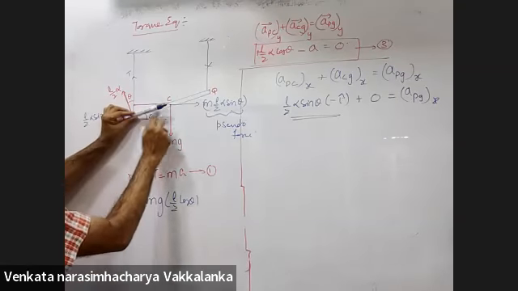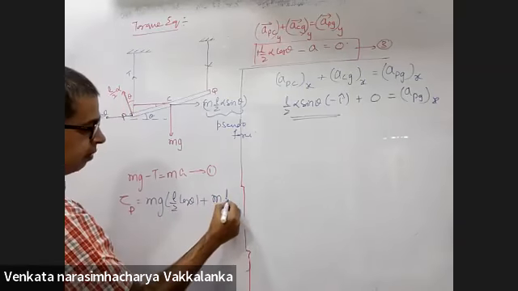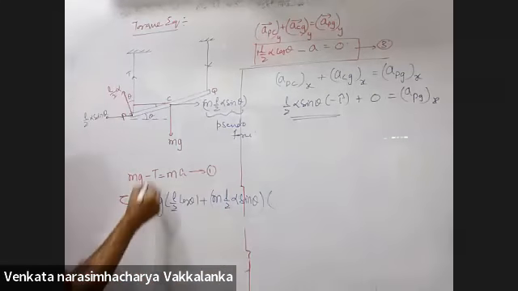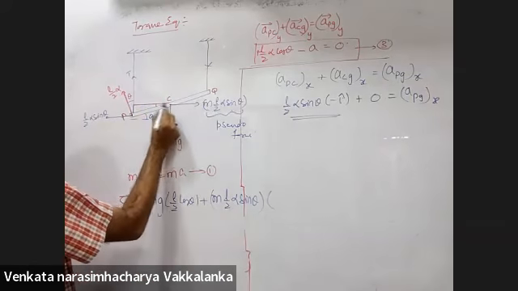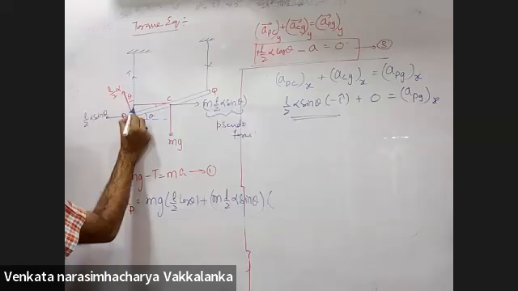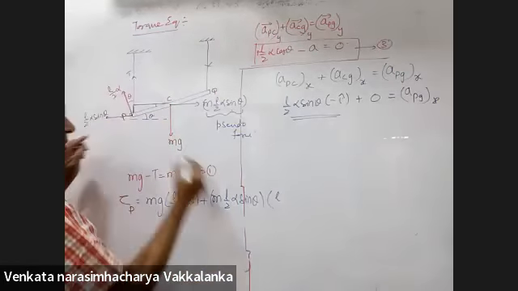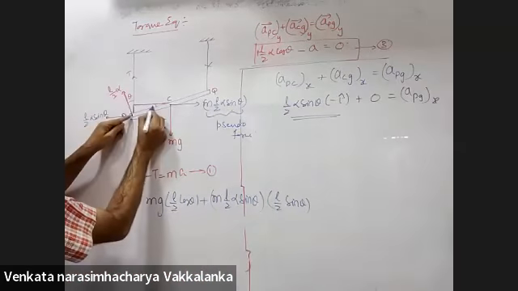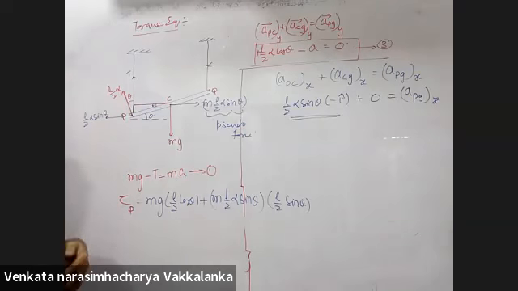This is giving me clockwise, and even the pseudo force is giving me clockwise: plus mL by 2 alpha sine theta into the perpendicular distance. This is the perpendicular distance when you extend the line of action of the pseudo force. The perpendicular distance will be how much? L by 2 sine theta. This is theta, this is L by 2. Agreed?